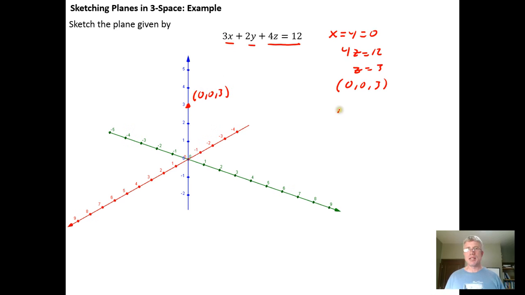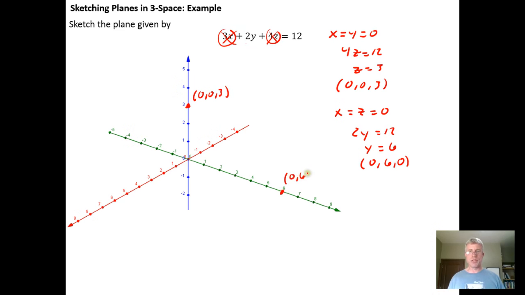We then let x equal z equal 0, because on the y-axis the x and z coordinates will both be 0. If we plug in zeros for x and z, it will zero these terms out and leave us with the equation 2y equals 12. Solving for y we get y equals 6. So we get an intersection at x is 0, y is 6, z is 0, which corresponds to this point on the y-axis, (0, 6, 0).